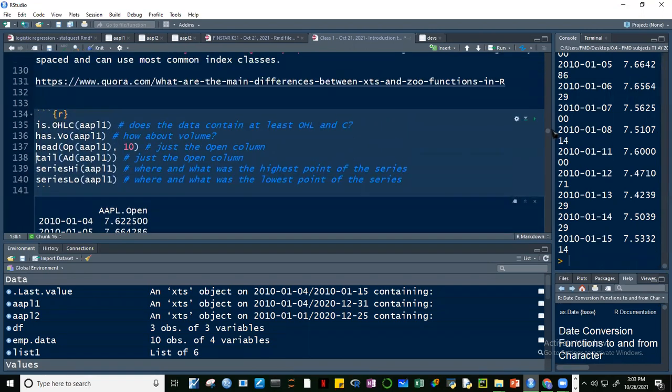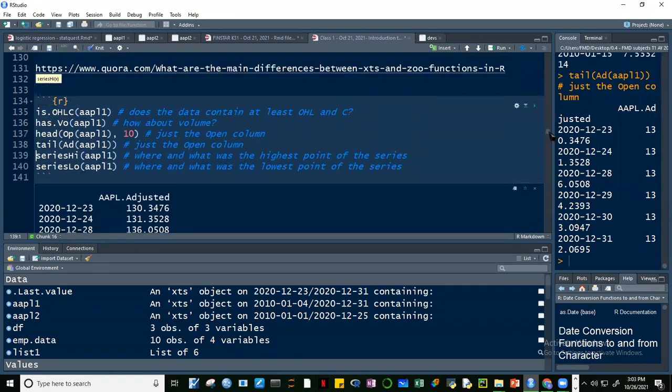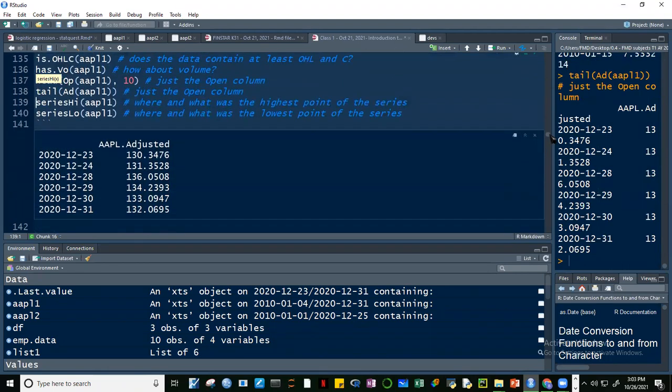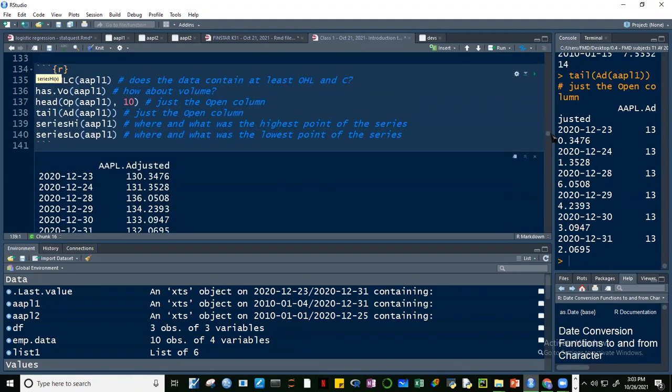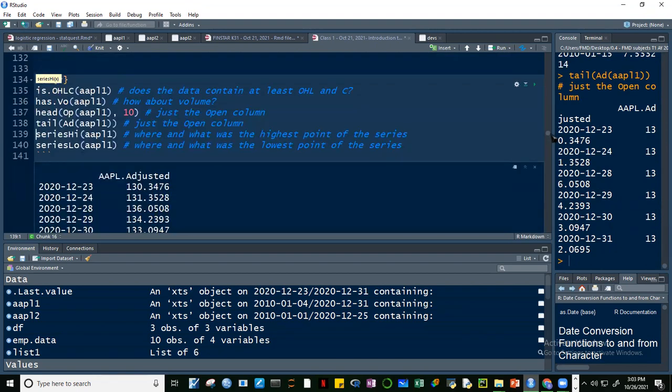And for tail, it gives us the last 6. Notice this is December 31, 2020. It did not give us December 1, 2021 because there's no price for December 1, 2021, a holiday. All right.